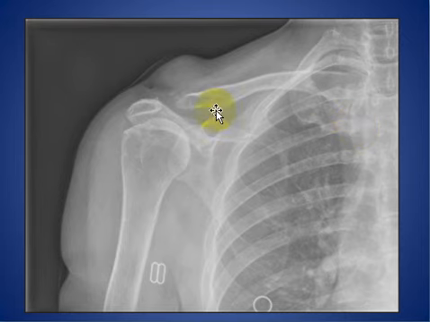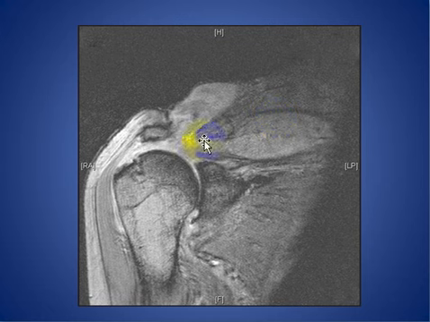Here, another patient with resorption of the distal end of the clavicle associated with soft tissue swelling superior to it in relation to the acromioclavicular joint. And here, this is the same patient with MRI showing a large effusion communicating with the acromioclavicular joint and a large defect of the rotator cuff.